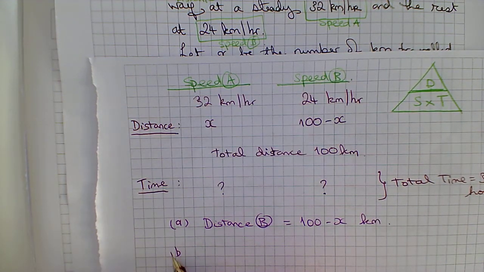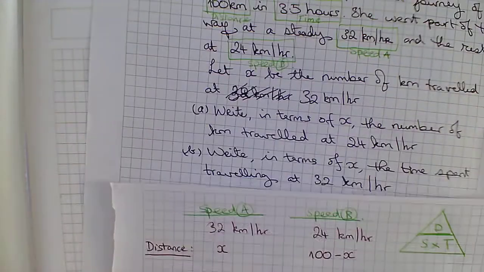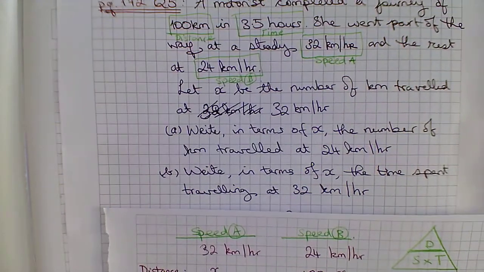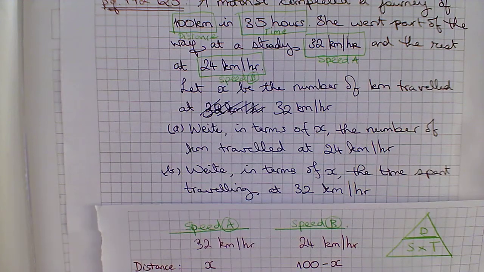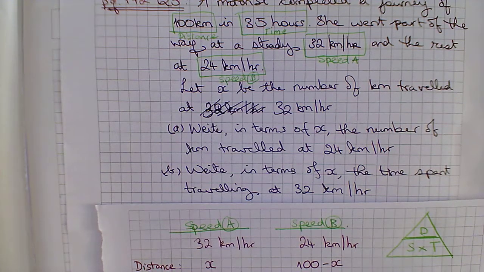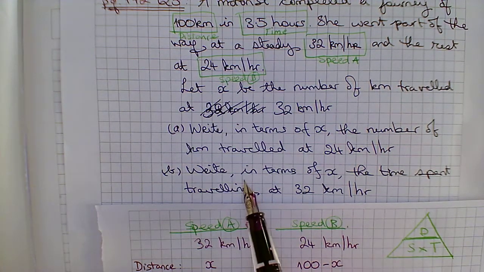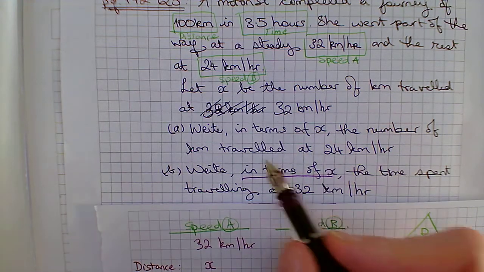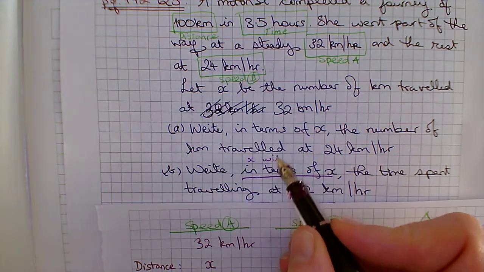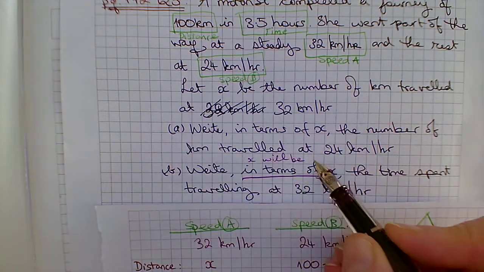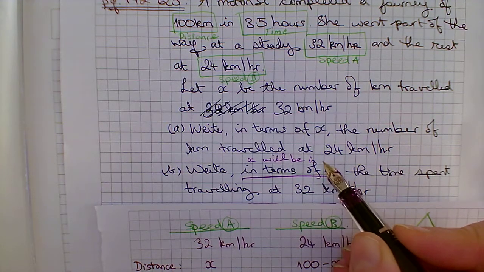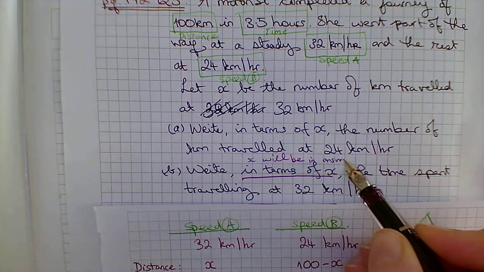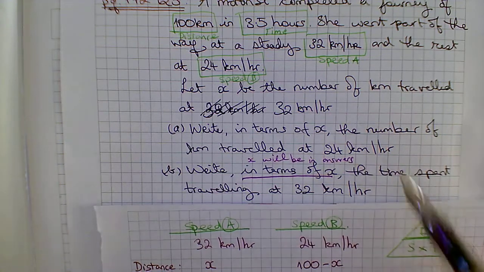Let's see what question B was. So question B asked me to write, in terms of x, the time spent travelling at 32 kilometers per hour. Now this phrase here, in terms of x, this means x will be in my answer. I won't be getting an actual number. X will be in the answer. You won't get an actual number.